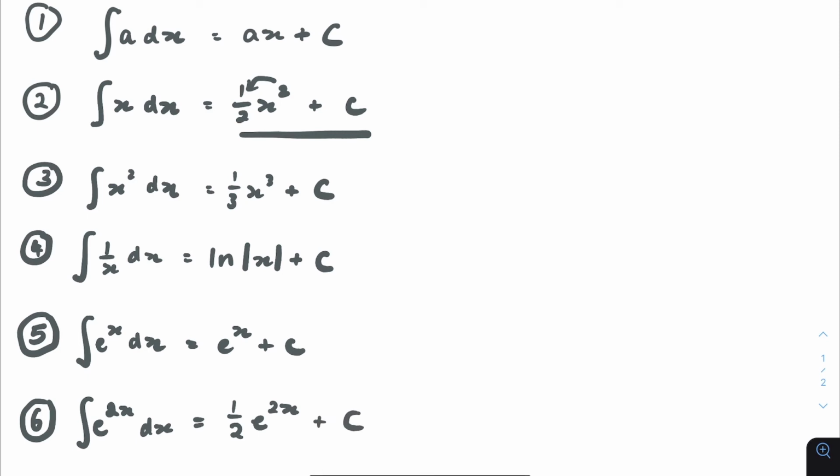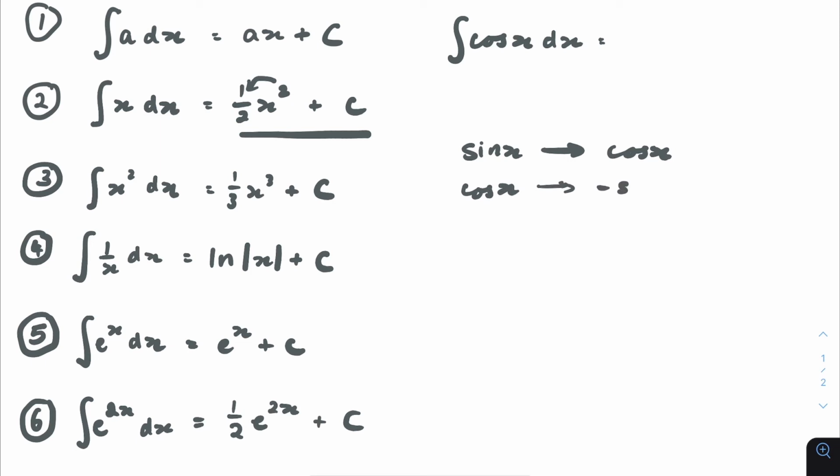All right, so those are the first 6 rules. Let's move on to the next one. Let's say you have cos x dx. Now, we know from differentiation that sine x becomes cos x, and then cos x becomes negative sine x. So, by that logic, we can infer that if we have cos x, then going backwards it becomes sine x.